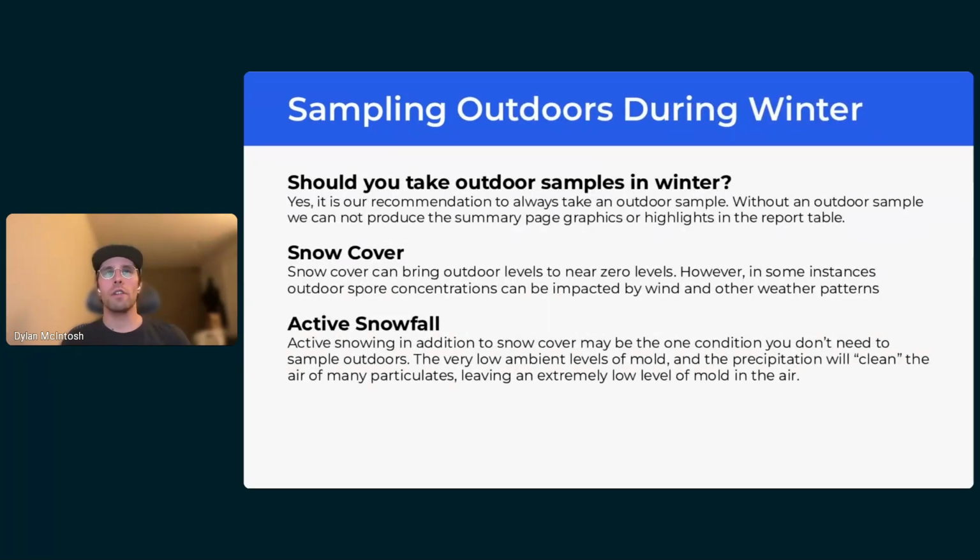So should you take an outdoor air sample in the winter? It's our recommendation that you always do. It's never going to hurt you. There are times where that outdoor air sample may be very, very low, nearly zero, if there's a lot of snow cover or if it's actively snowing. But it's better to have that interpretation, because mold spores aren't always local. They can blow in from far distances, and what's outside can impact what's inside.